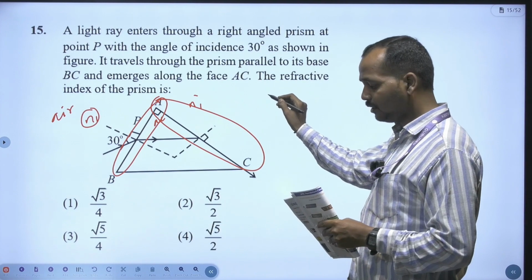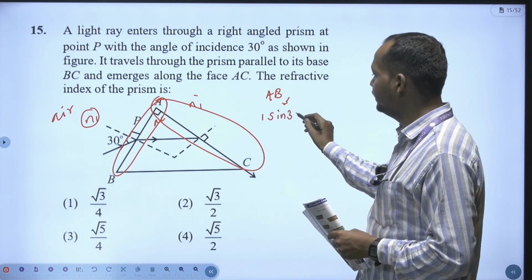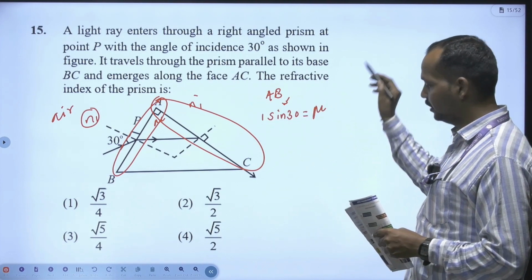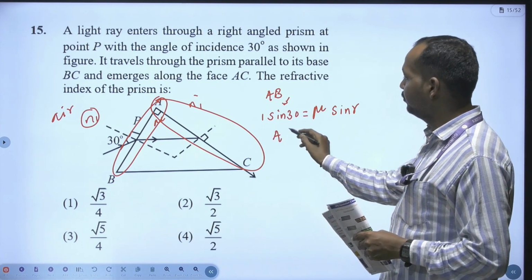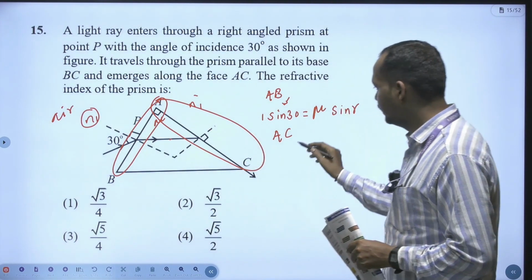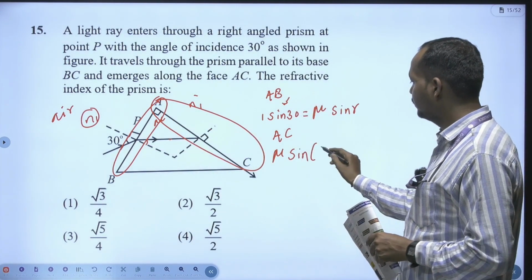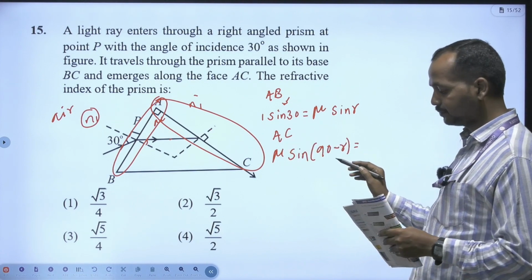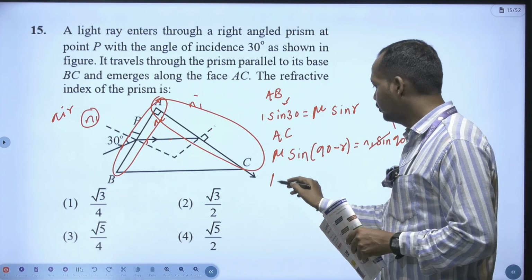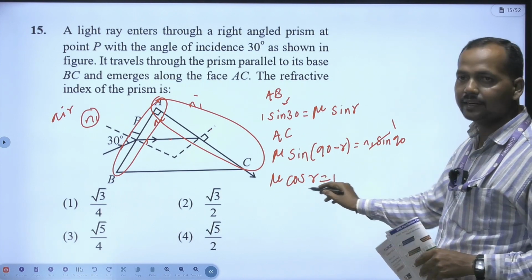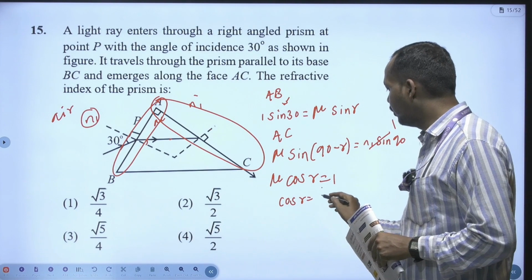For the first one, we'll consider surface AB. For surface AB, N1 is 1, sin 30 is the angle of incidence, which is equal to the refractive index of the second medium, mu, into sin R. Now next, for surface AC, the angle of incidence is this one and the angle of refraction is this one. Therefore, for AC, mu sin of (90 minus R) is equal to N1 into sin 90. What is sin 90? This is 1. Therefore, mu into cos R is equal to 1. Why did I write cos R here? Because sin(90 minus theta) is cos theta. Then what is cos R here? It is equal to 1 by mu.